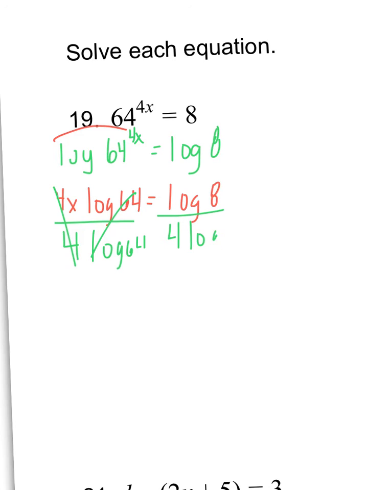So 4 log 64. Make sure when you plug that in the calculator, you put parentheses around the bottom. So the final answer is x equals, using the calculator I have here to the side of my iPad, log of 8 divided by parenthesis 4 log of 64. And I get a nice decimal, I don't even have to round it, 0.125 is the answer.